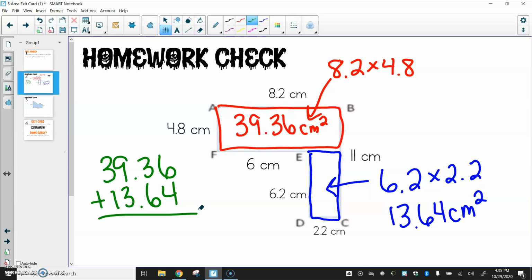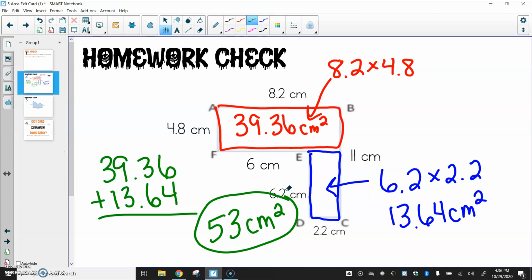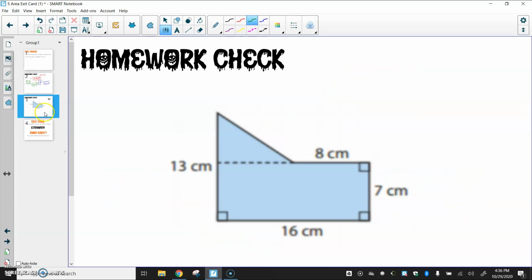Oh, that kind of makes sense because some of these make groups of 10. So we end up with 53 centimeters squared as our final answer for this, okay? So if you were doing that yesterday, I hope this helps clarify just a little bit. We're going to do one more. So here was the second example from yesterday.